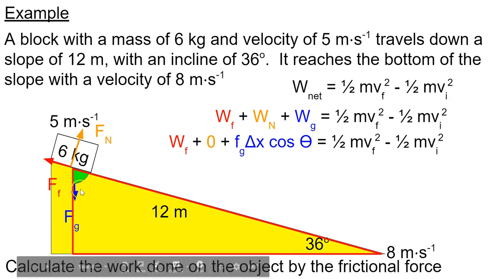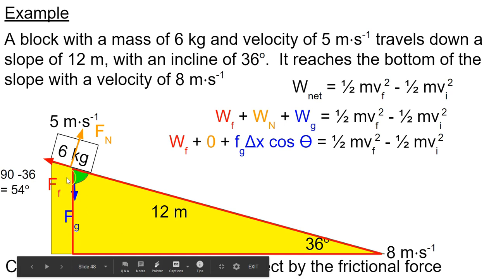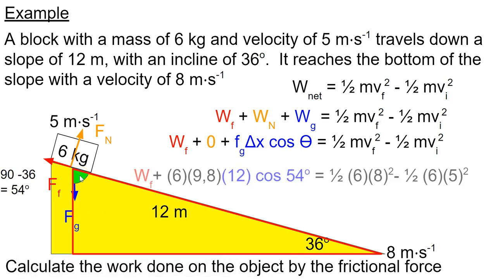How do I know that? Because the three angles of a triangle add up to 180 degrees. Sorry, guys. So 180 minus 90 is 90, minus 36 is going to give me 54 degrees. So I know this angle over here is going to be equal to 54 degrees.